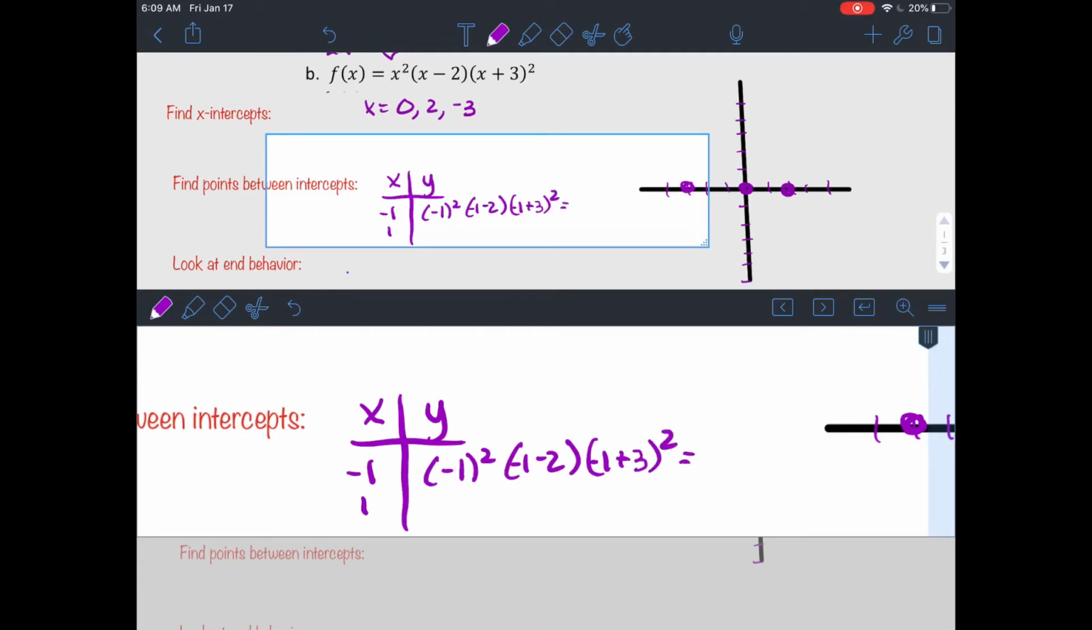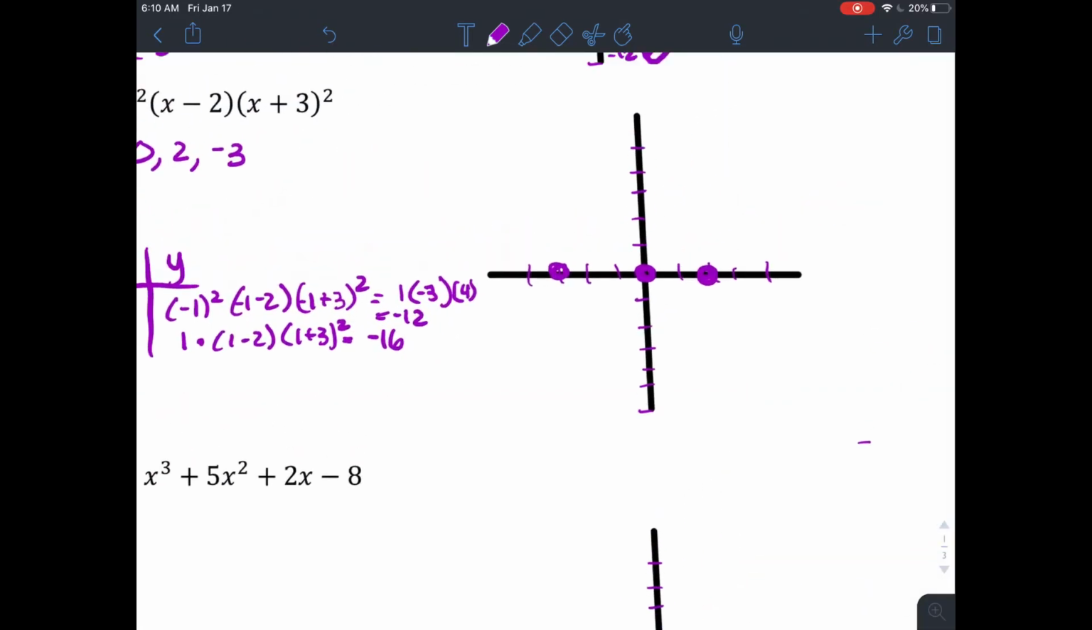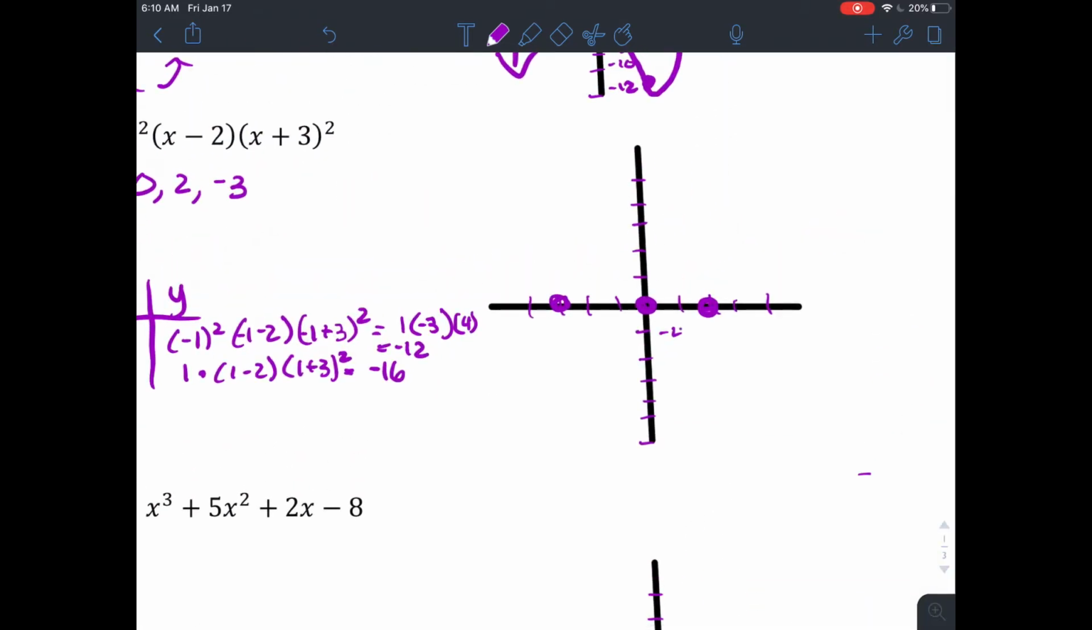So if you plug those values in and do some simplifying, multiply, you get -12. And then plug +1 in. You can come up with -16. So I'm going to count by 4s, I think. If you plot those, both of those are down below your x-axis. Oh, that's a bad spot. Hang on, that's better. And then you can connect it. Oh, and we'll try again.